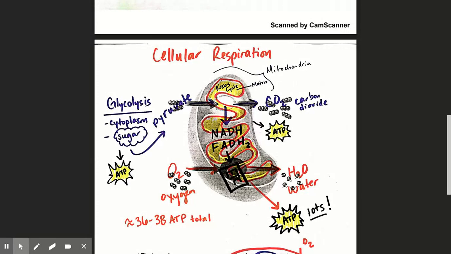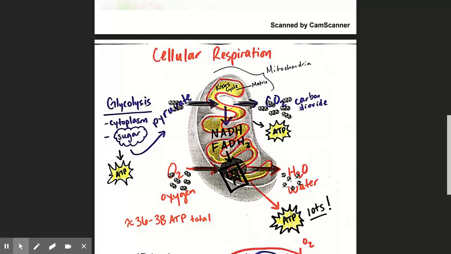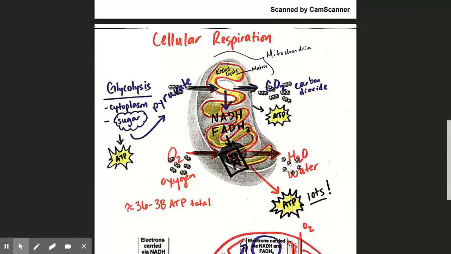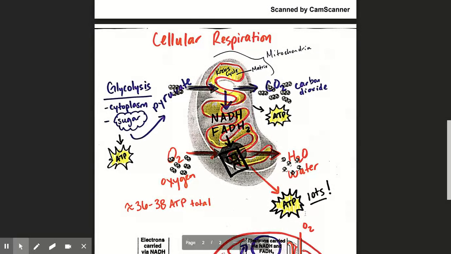The Krebs cycle is going to happen in this yellow area. That's the matrix. And again, this is our mitochondria. The carbon dioxide is released, and then a little bit of ATP is made, and then these 2 molecules here, NADH and FADH2, are created in the Krebs cycle, and they are energy storing molecules. They're going to provide the fuel in the presence of oxygen to create lots and lots of ATP.